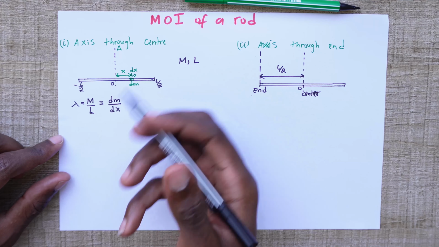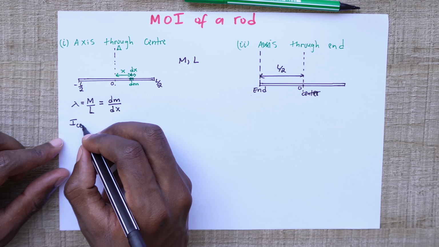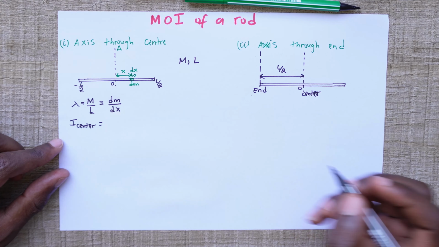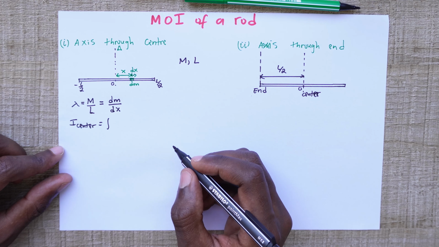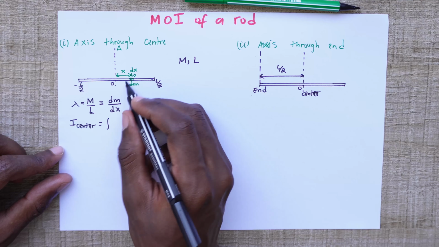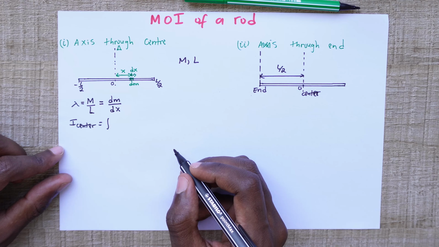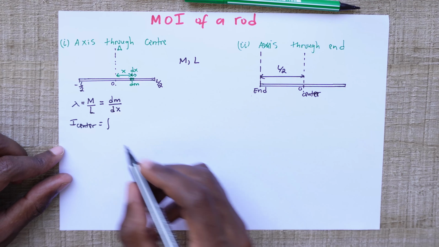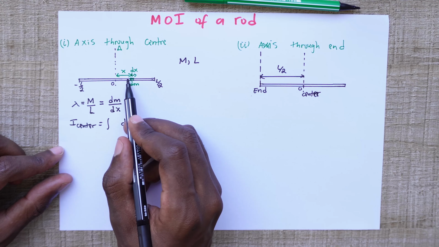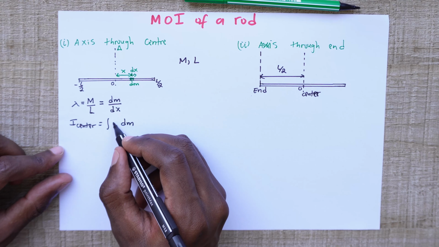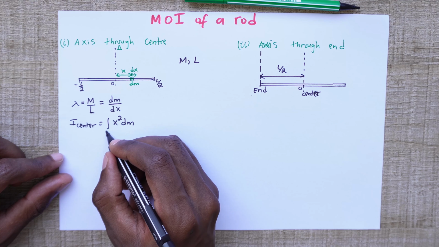Then the moment of inertia of this rod about the center, let's say I center, is going to be the integral of the moment of inertia of this elementary mass dm. And what's the moment of inertia of this elementary mass dm? It's the mass itself, dm, times the distance from the axis of rotation, which is x, squared. So we integrate over all the mass M.